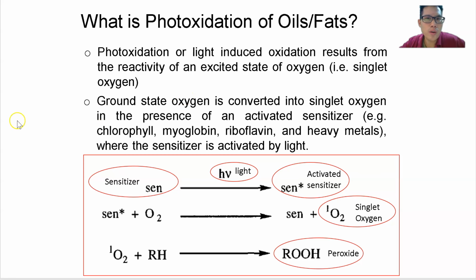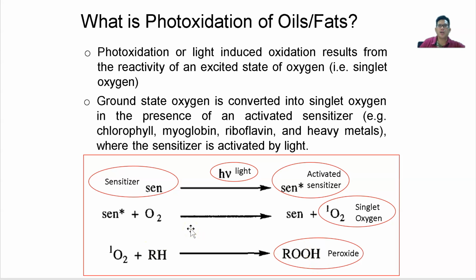Okay, so the next one is photooxidation. Photooxidation is very similar to auto-oxidation, whereby light-induced oxidation results from the reactivity of an excited state of oxygen, what we call singlet oxygen. The conversion to singlet oxygen is due to the presence of an activated sensitizer. So if your food product contains these sensitizers, it's possible that some of the oxygen is converted to singlet oxygen, which can attack your unsaturated fatty acids to form peroxides.